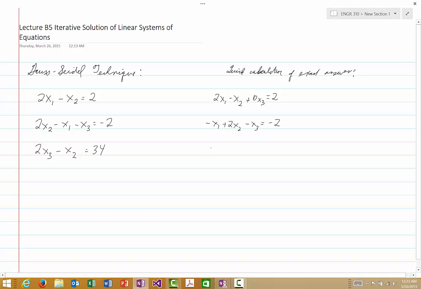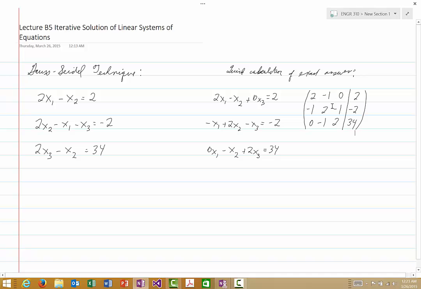And for the final equation, we'll have 0x1 minus x2 plus 2x3 equals 34. And so now we're ready to form the augmented matrix. We will have 2, negative 1, 0, negative 1, 2, negative 1, 0, negative 1, 2, and then 2, negative 2, 34.